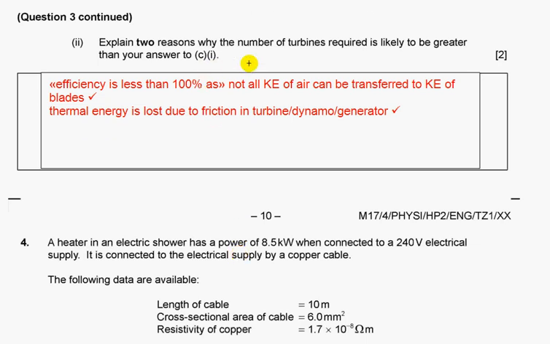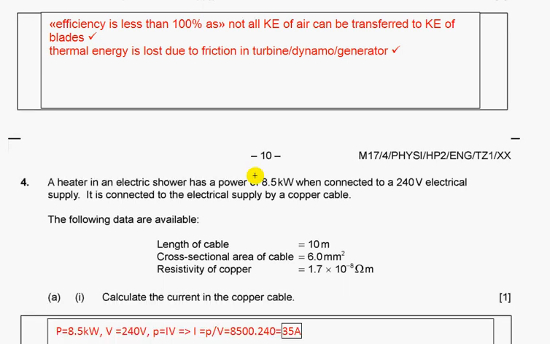Explain 2 reasons why the number of turbines required is likely to be greater than your answer to C. Efficiency is less than 100%, and not all kinetic energy of the wind is transferred to kinetic energy of the blades. Thermal energy is lost due to friction in turbines or generator.